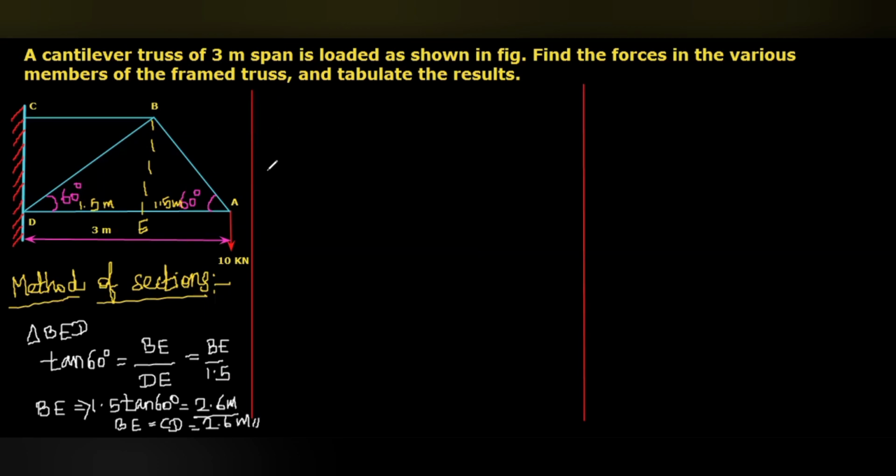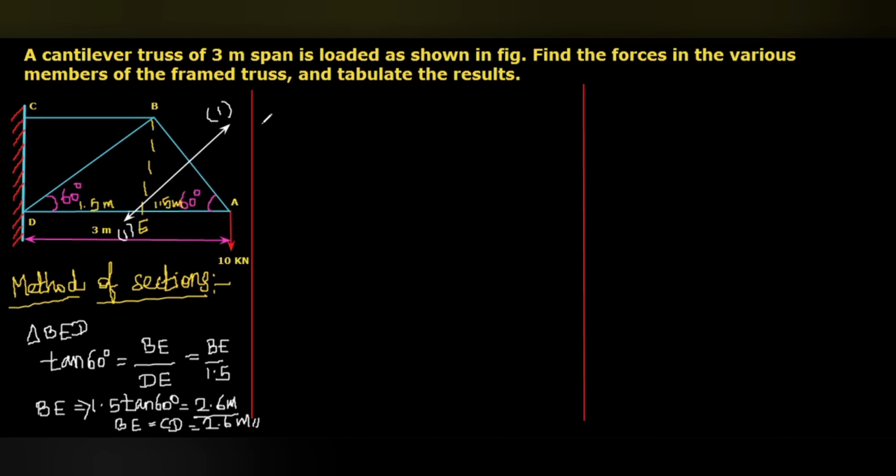Now, I'm going to draw the section line which intersects any two members, like here BA and AD. That is like this. I'm going to draw the section line. This is the section line 1, 1. This cuts the members AB and AD.